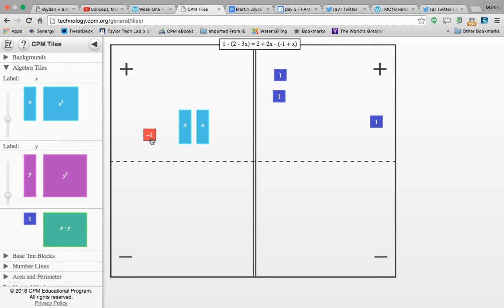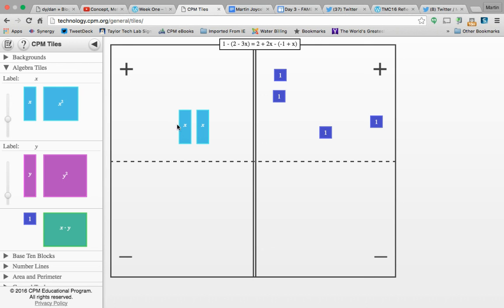This is 2x minus 1. So what can I do? Well, I can add a balanced set of one positive unit tile to this side. But if I do it to this side, I must do it to the other side. Therefore, we have a balanced set here. And finally, we have 2x equals 4.